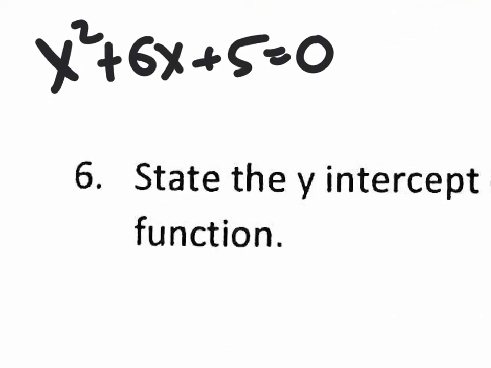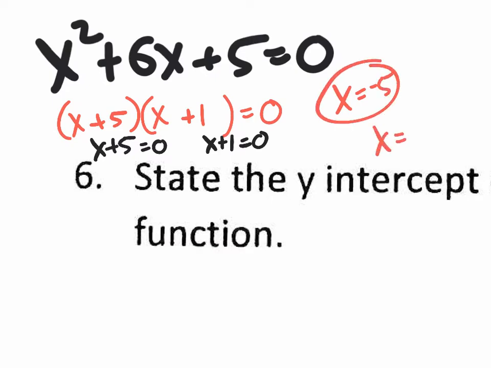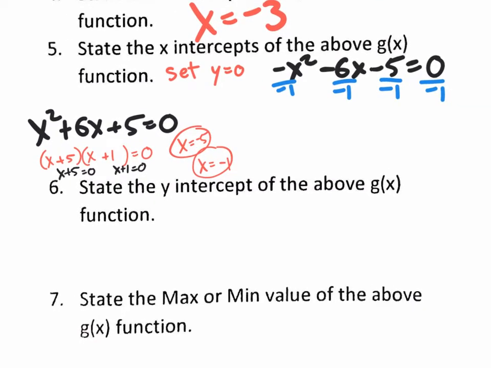I could solve this. I could use the quadratic formula if I want. But what's better to use? Factoring. What times what is 5 that if you combine together is 6? Positive 5, positive 1. Now if you split them and solve, x plus 5 equals 0, x plus 1 equals 0, and you solve both of them, what are your two answers going to be? Negative 5 and negative 1. And ladies and gentlemen, that's what they're asking for, the x-intercepts. The x-intercepts are negative 5 and negative 1.